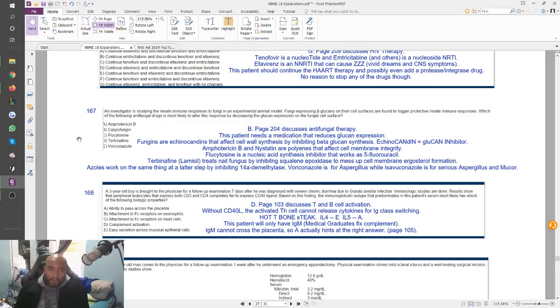For question 167, an investigator is studying the innate immune response to fungi in an experimental animal model. Fungi expressing beta-glucans on their cell surfaces are found to trigger protective innate immune responses. Which of the following antifungal drugs is most likely to alter this response by decreasing the glucan expression of the fungal cell? So you look at all your answer choices, which one of these is actually going to inhibit glucan formation? And that's just B, caspofungin. Look at all your answer choices: amphotericin B, flucytosine, terbinafine, and voriconazole.